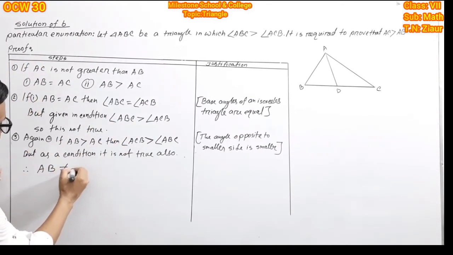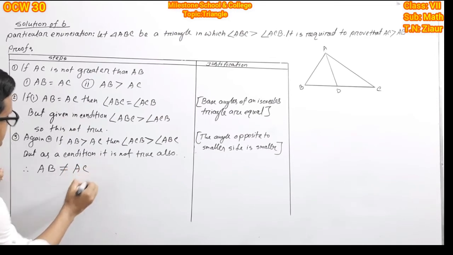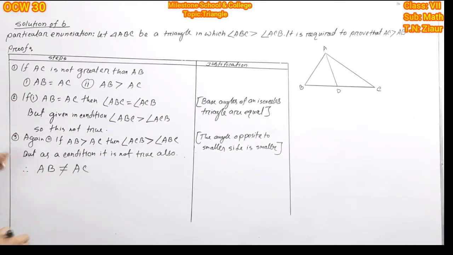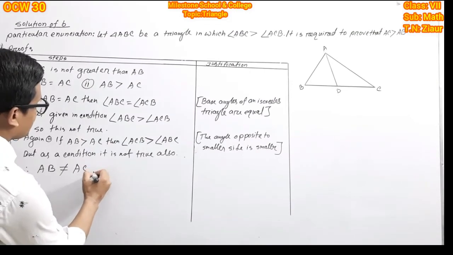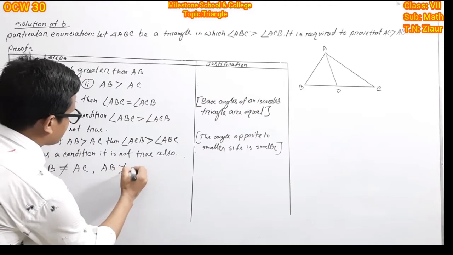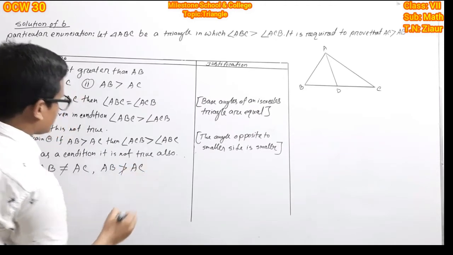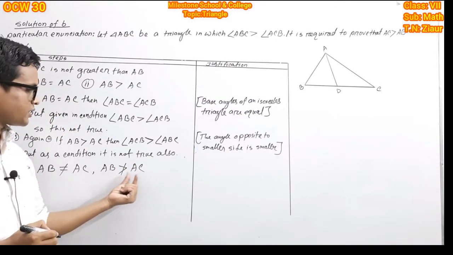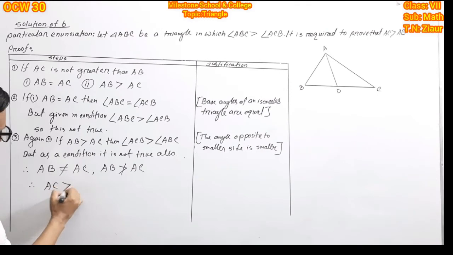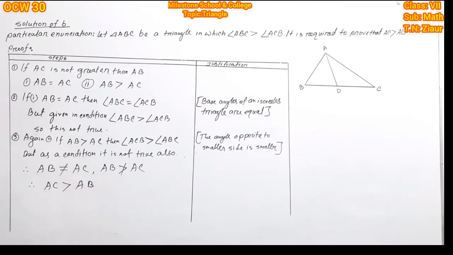So we can write here AB does not equal AC. In this condition AB does not equal AC and AB is not greater than AC. That means this one is not greater than AC. So therefore we can write here in the condition, AC is greater than AB.